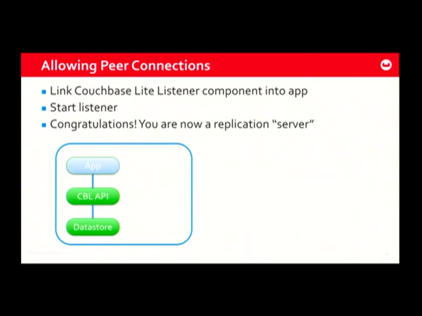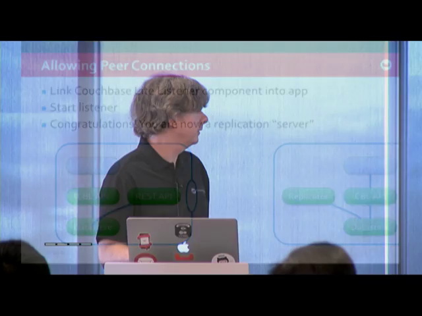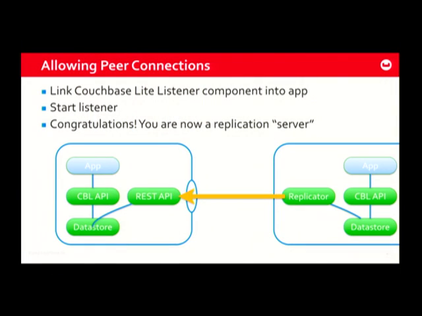So the way it looks is that we have a kind of stack here with the data store and then the Couchbase Lite API. The REST API becomes this alternate entry point into the data store that's opened up through a port. And so another peer shows up, and you can point the replicator on that peer at the corresponding URL of your open port, and they can replicate with each other.